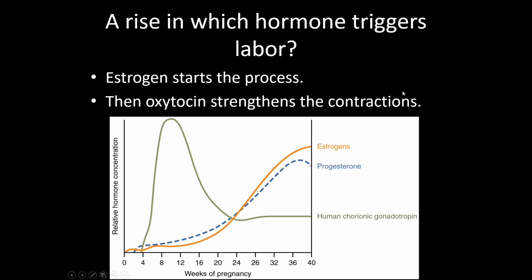A rise in which hormone triggers labor? It's honestly a dance between a whole bunch of different hormones, but there is a specific rise in both estrogen and progesterone around the end of the pregnancy. Once we get that rise, then the pituitary is going to start to produce oxytocin, which is going to actually strengthen the contraction so that you can push the baby out. So you need a lot of different hormones. These are just the two that I'm having you guys put in the notes.